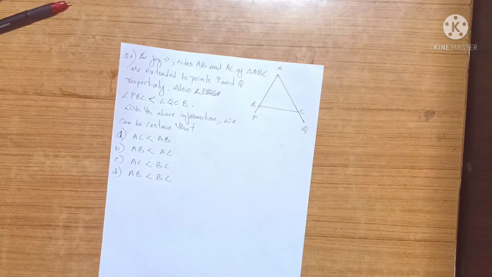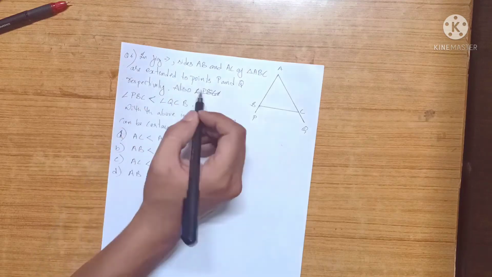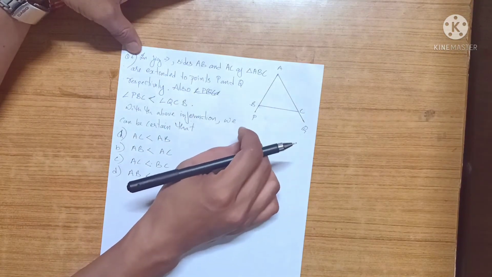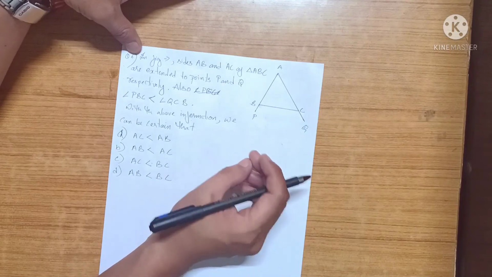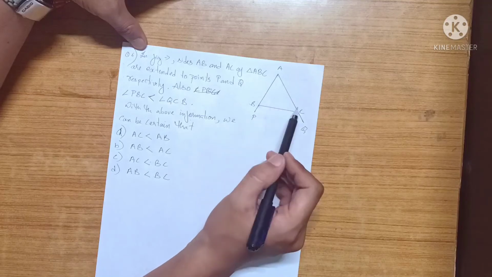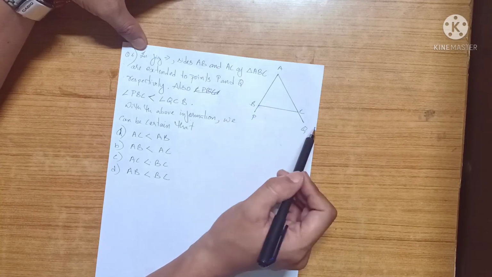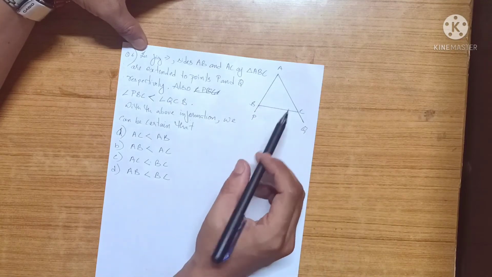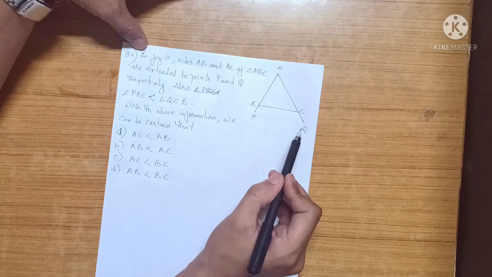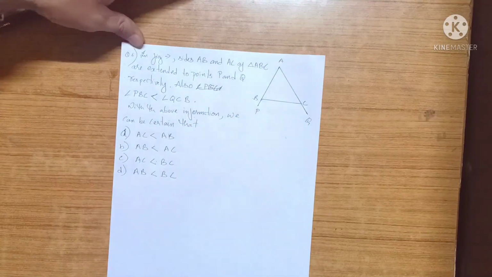Okay, number 6. In the figure, this is a textbook question. I think this is question number 2. Sides AB and AC of a triangle are extended to points P and Q respectively. Angle PBC is smaller than angle QCB.